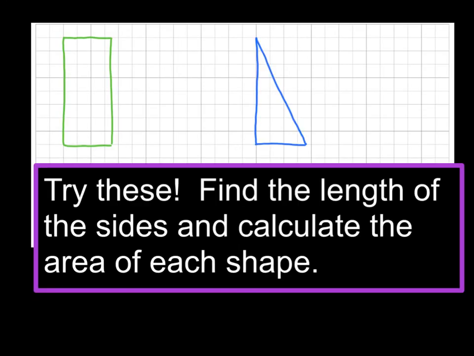And for my students here, I would like you to try these. I need you to find the length of the sides and calculate the area of each shape. Again, you may use the area model if you find the rectangle method of area for the rectangle and you'd like to use that to find the area of the triangle, that's fine. Or if you'd like to do them separate, that would be okay too.